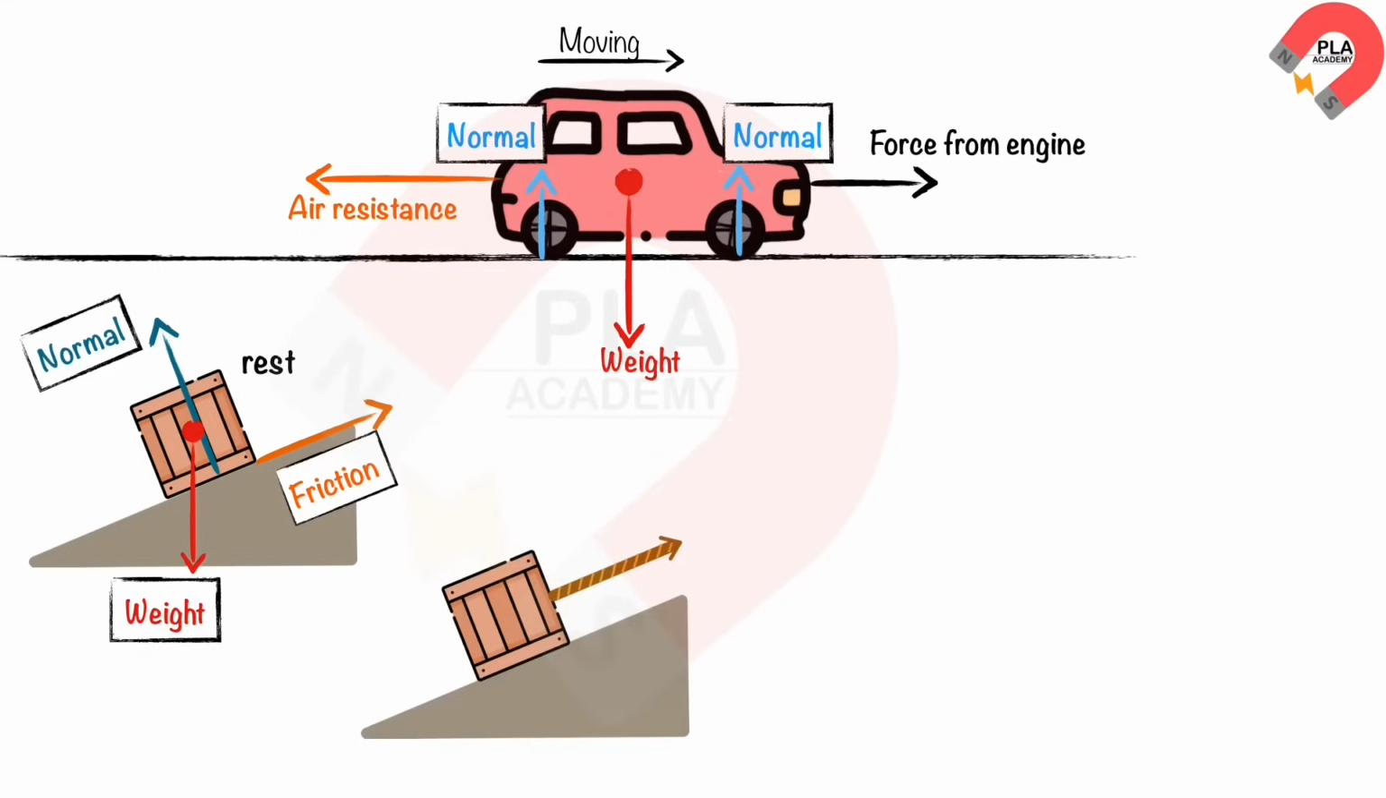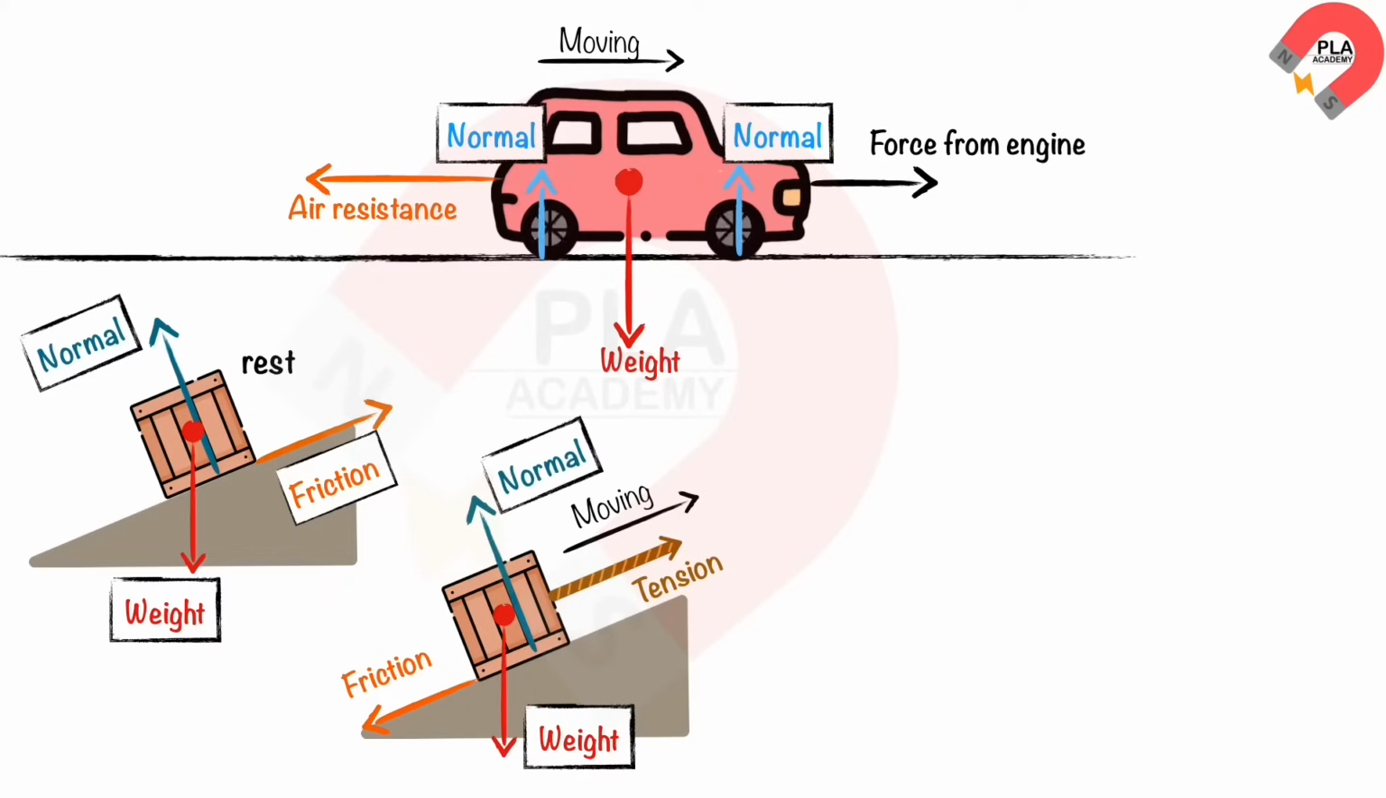When we pull a box with a rope along the incline, causing the box to move up the incline, there are forces acting on the box, including the tension, which acts up along the slope. The friction acts downward parallel to the slope, because the box is moving up the slope. The weight acts downward. The normal reaction force acts upward perpendicular to the slope.